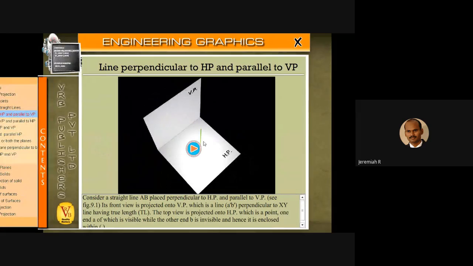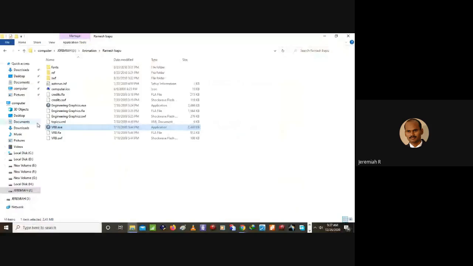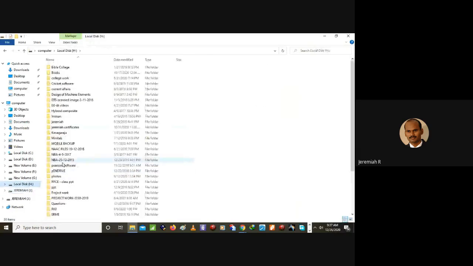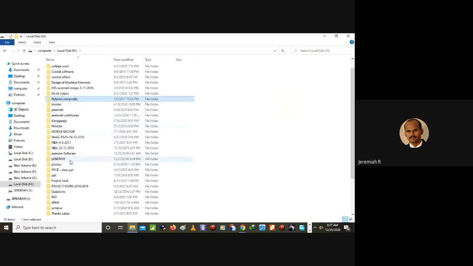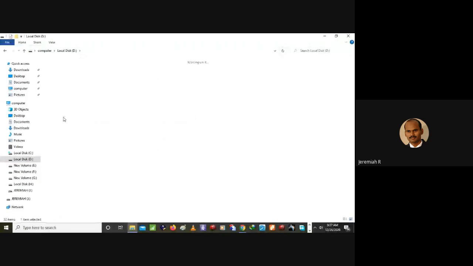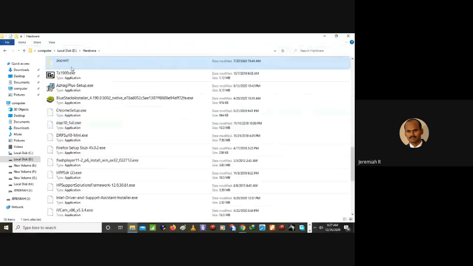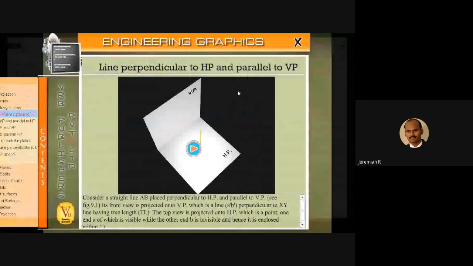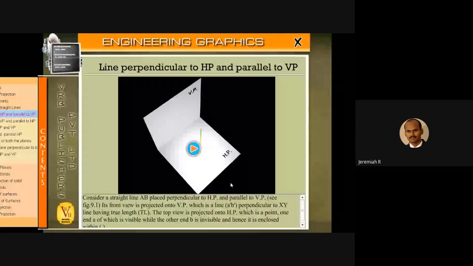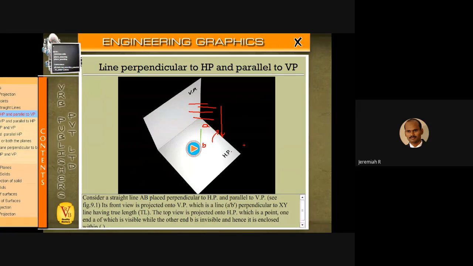So here what they're doing, once again I'll take this. Here the points are B and A. When you extend this and say perpendicular, with respect to here this is 90 degrees. When you say parallel to VP, the distance should be equal at any point. So they're taking the points B and A.